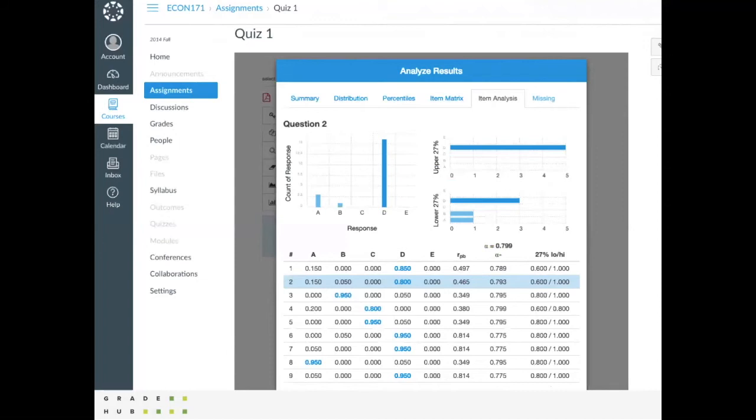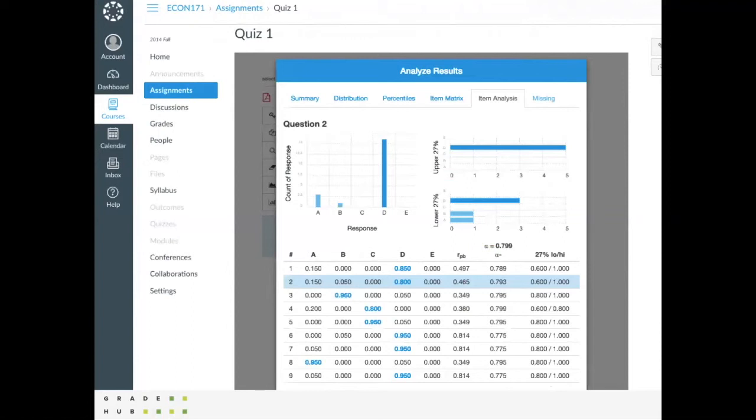So the upper 27%, they're responding with the correct answer of D, which is what you want to see. And then the lower 27%, some of them are responding D, but importantly, others are not. And that's exactly the kind of pattern that you want to see. And that's why it's reflected in a very solid correlation score here of 0.465.